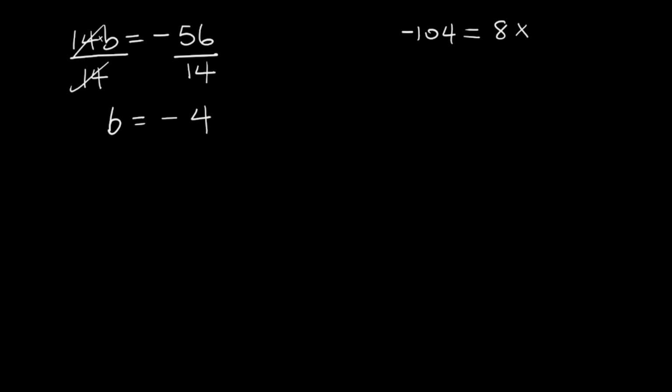Now on this side, we do the same thing. We divide by 8, as we're multiplying by 8 here, so we need to divide by 8 to get rid of that 8. And if we divide by 8 on this side, we need to divide by 8 on this side. And this becomes x is equal to 13. Well, negative 13.